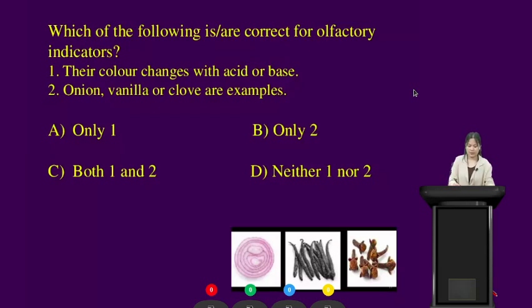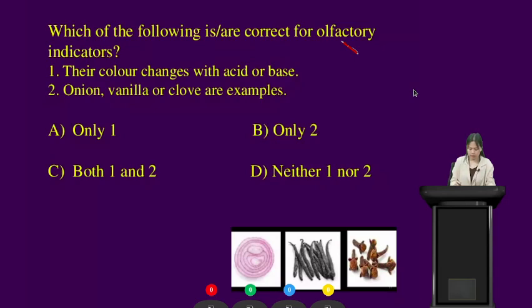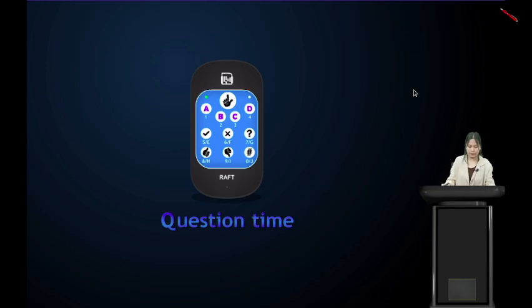Alright students, your time is up. And yes, we see that for olfactory indicators, the color does not change. So option 1 is wrong. Onion, vanilla and clove are examples of olfactory indicators. So 2 is the correct option. So our correct answer here is option B, that is only 2. That is, onion, vanilla or clove are examples of olfactory indicators. Very good students.